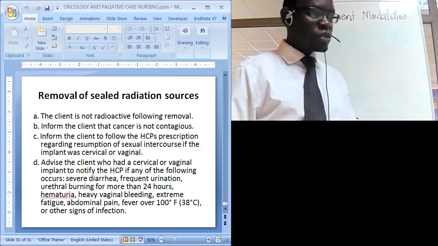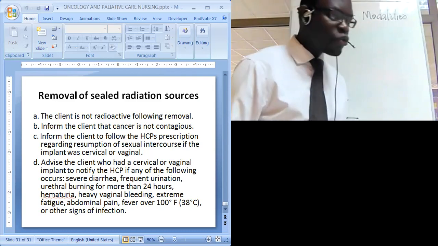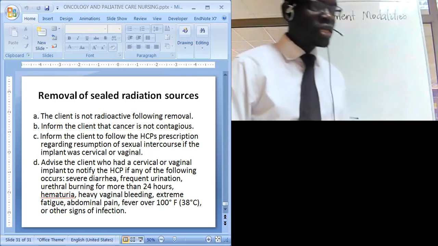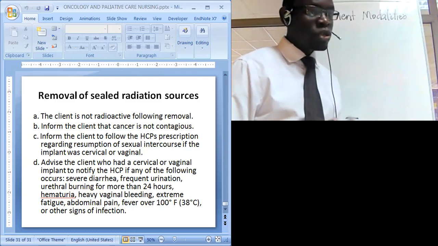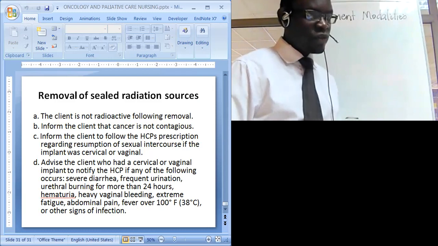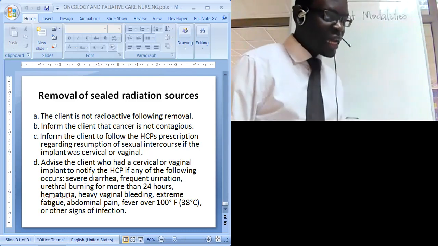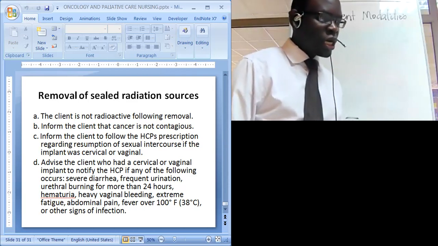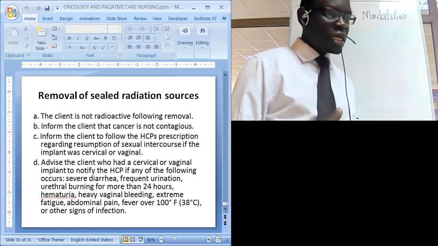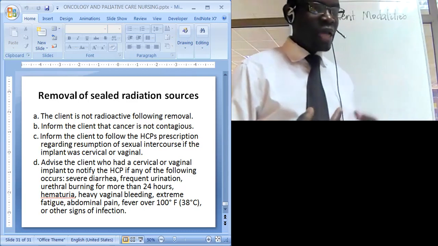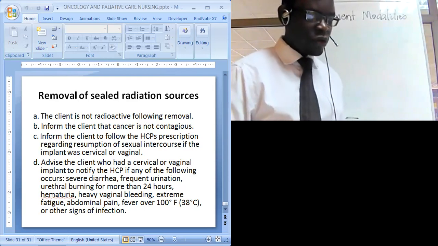So how is a sealed radiation source removed? One, the client is not radioactive following removal. So when it is removed, the client is no longer radioactive. Inform the client that the cancer is not contagious. Inform the client to follow the physician's prescriptions regarding resumption of sexual intercourse if the implant was within the vagina. Advise the client who had a cervical or vaginal implant to notify the healthcare provider in case they get severe diarrhea, frequent urination, or urethral burning. These might be signs of a UTI, or they might be adverse effects of the irradiation. So you tell the client to inform the physician in case of those.